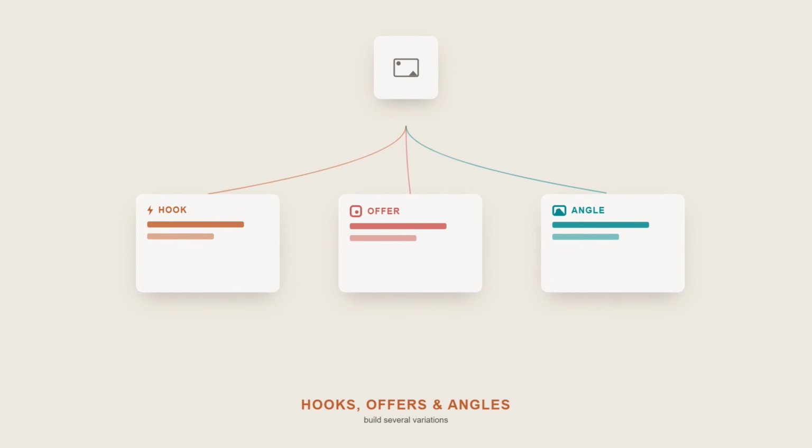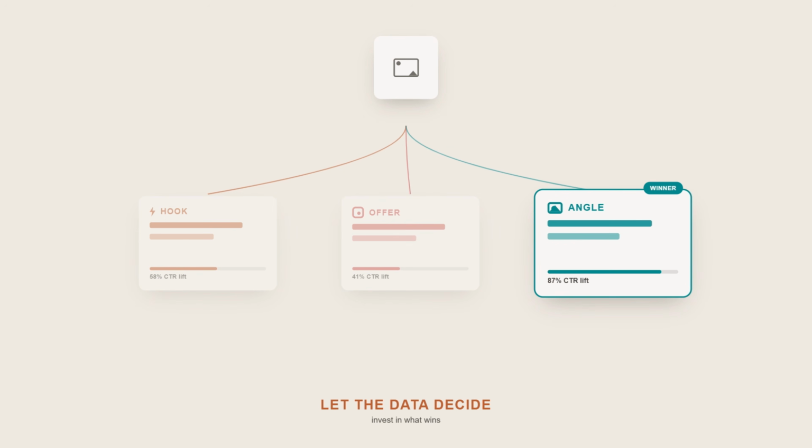Static image ads are perfect for this because they're fast to create and even faster to test. You can take one product image, build multiple hooks, offers, and visual angles around it, and then let the data tell you which message deserves more investment. So today, I'm going to show you the exact process I used to create winning image ads for all of my own brands. So let's get right into it.